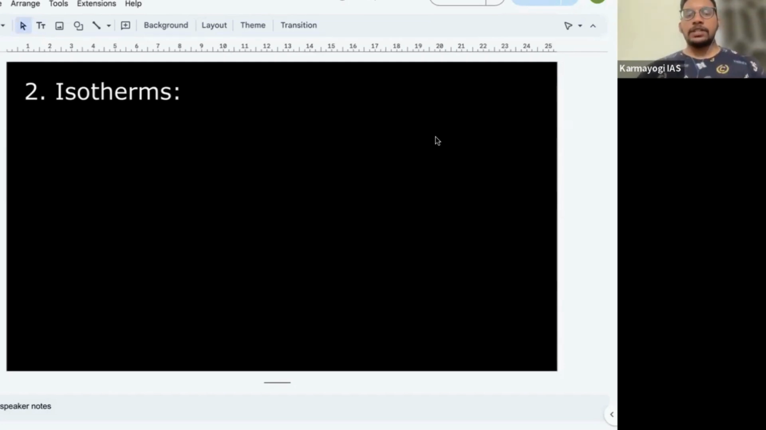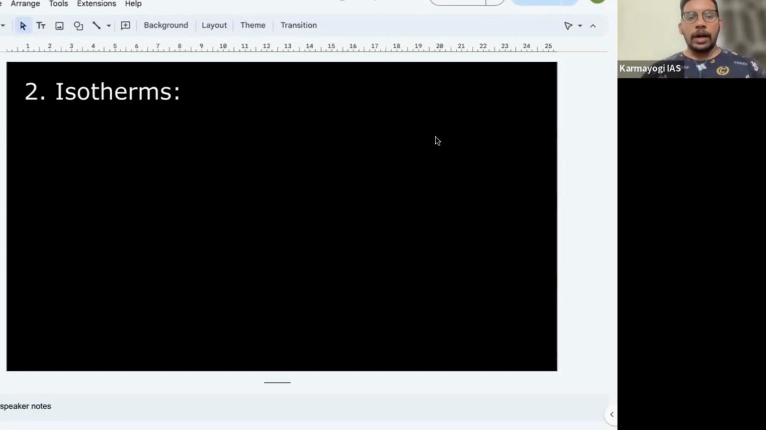So today we will discuss isotherms, and there is a recent question also from the 2024 UPSC Civil Services Prelims, right? This is one of the critical topics for geography students. It's highly conceptual in nature, so we'll try to make it very simple with examples so that you understand it clearly, right?